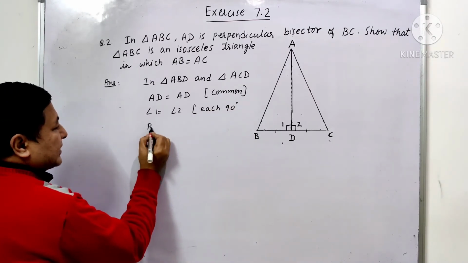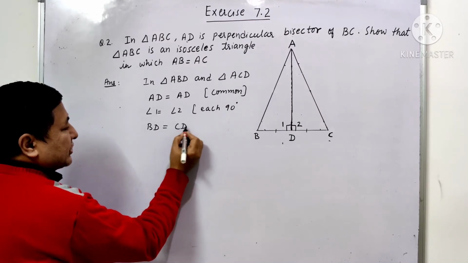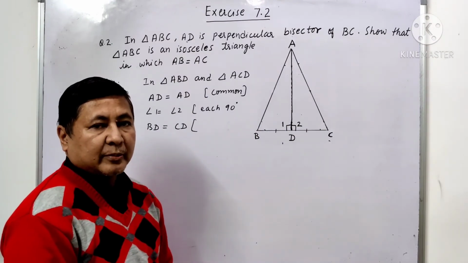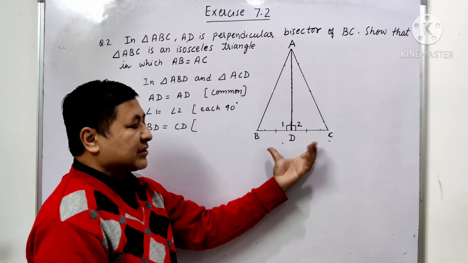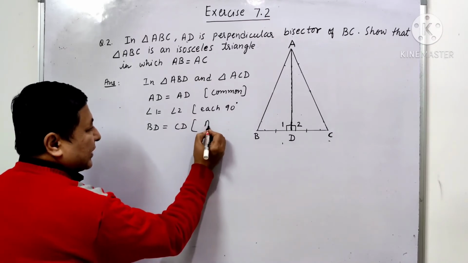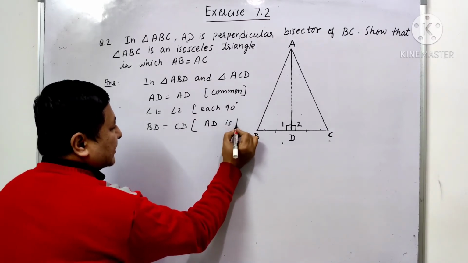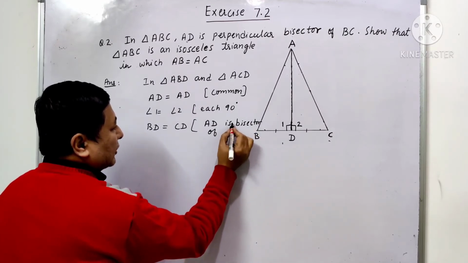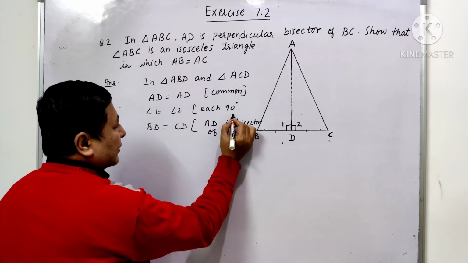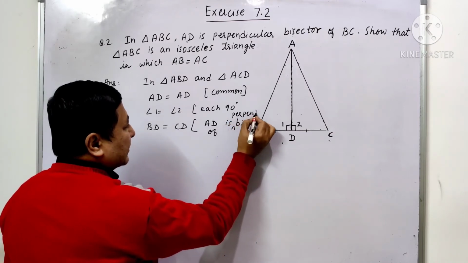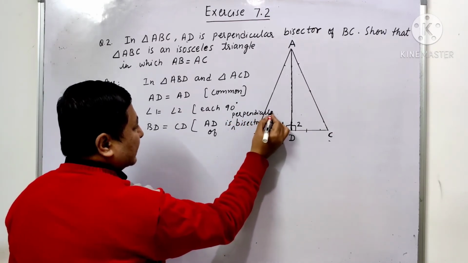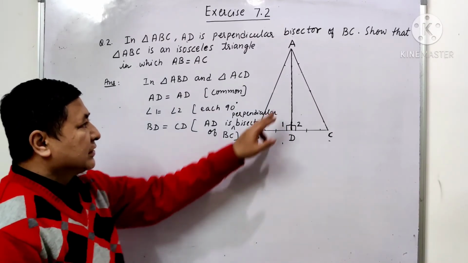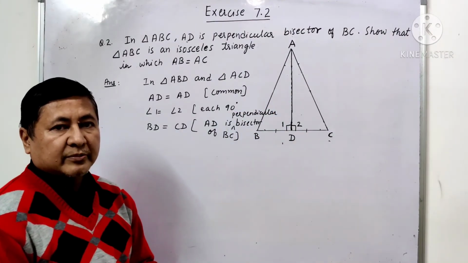And BD is equal to CD. The reason is that AD is the perpendicular bisector of BC, so it will bisect the side BC. So the reason we are writing is that AD is the perpendicular bisector of BC, it is given in the question. So now these two triangles are congruent, and they are congruent by which rule?